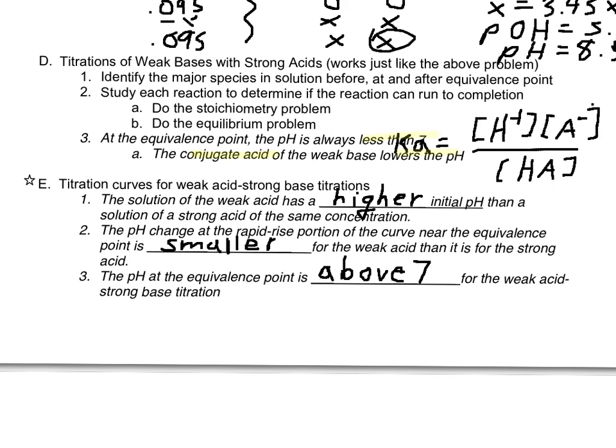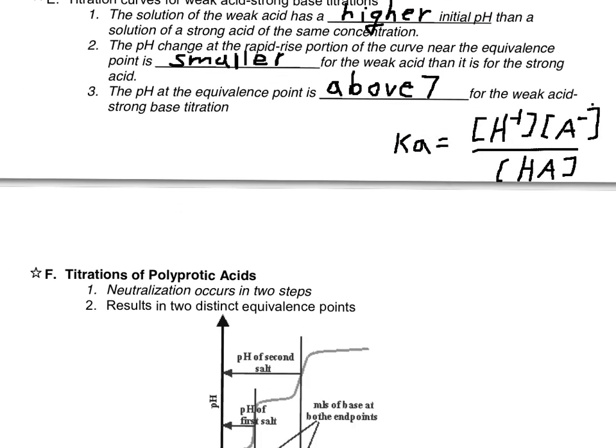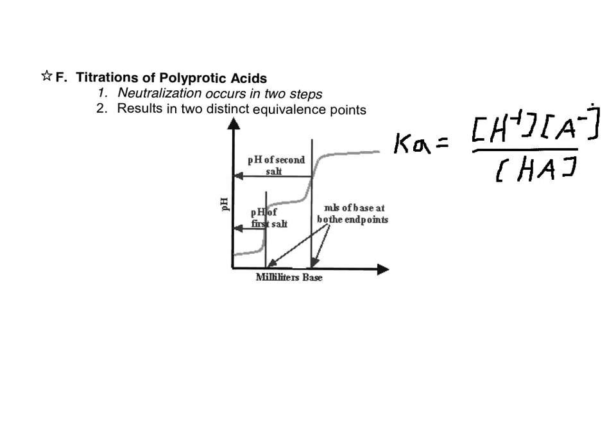All right, and then the very, very end of this is polyprotic acids. Y'all have already seen this with your lab. The neutralization happens in 2 steps, and so you end up with 2 equivalence points. And y'all saw how to do this with your lab, how to use that to find your pKa's and your Ka values by using half equivalence points.